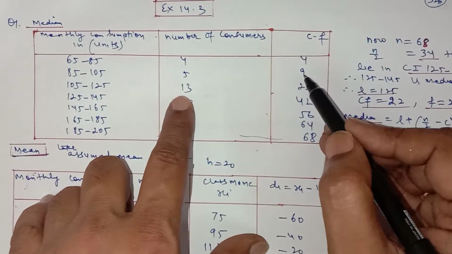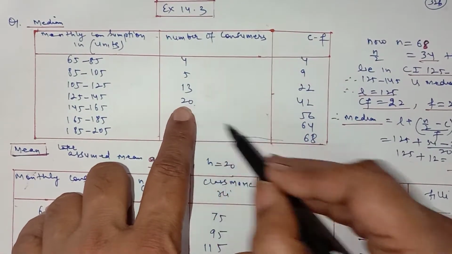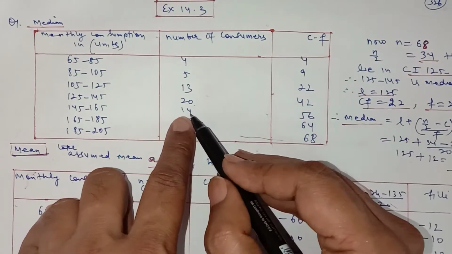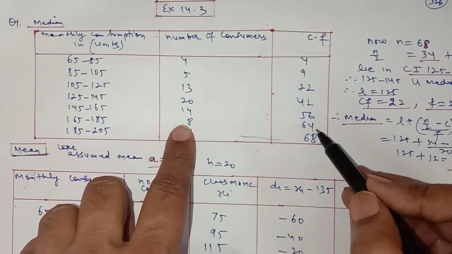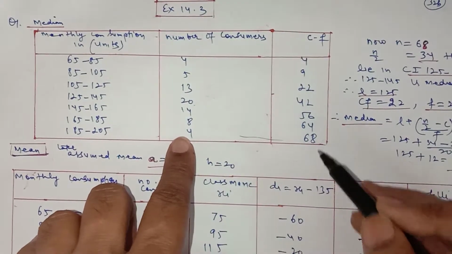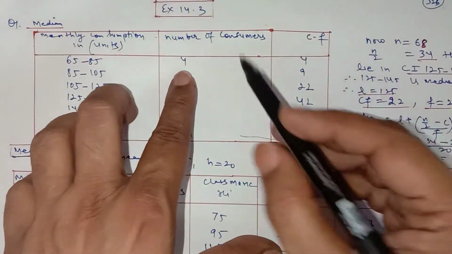Then you have to add 13 to this, you will get 22. When you add the next frequency to this 22, it will be equal to 42. Then 14 is added to 42, which is equal to 56. When 8 is added to 56, it is equal to 64. When 4 is added to this, it will be equal to 68. So this is the cumulative frequency table.